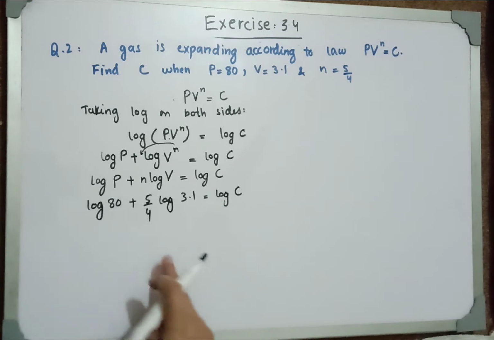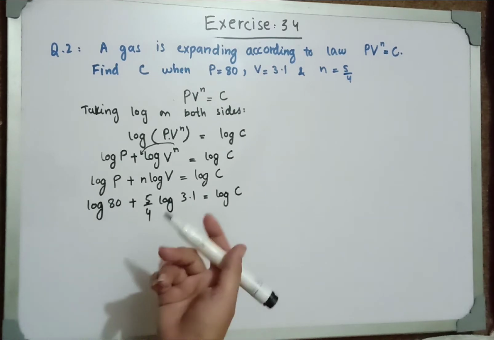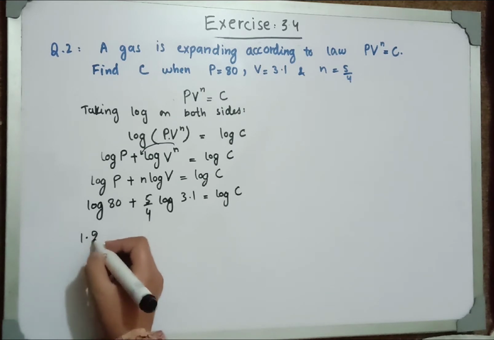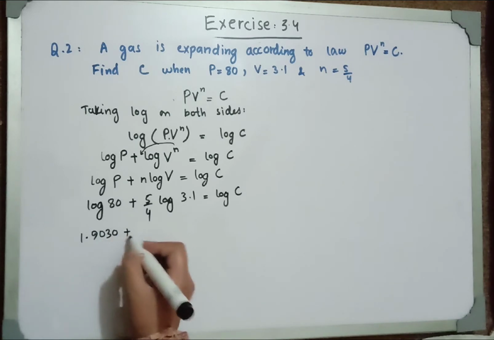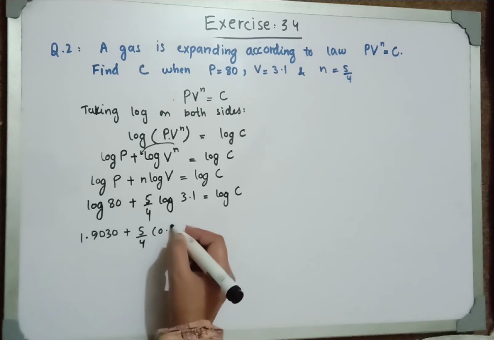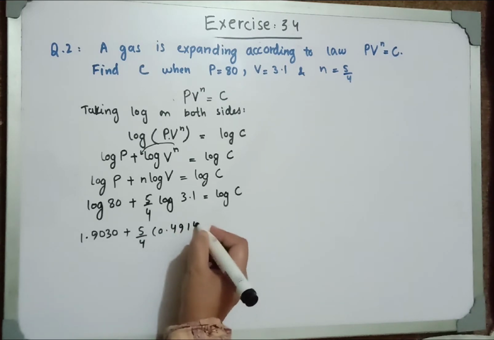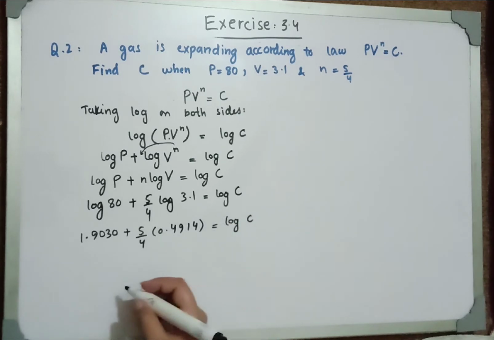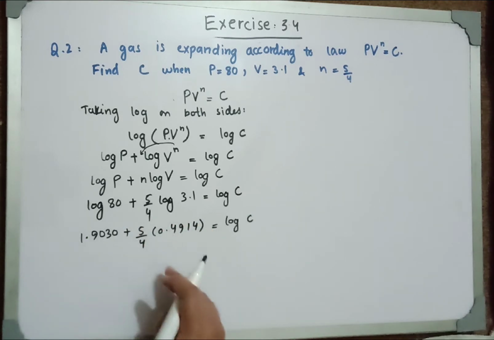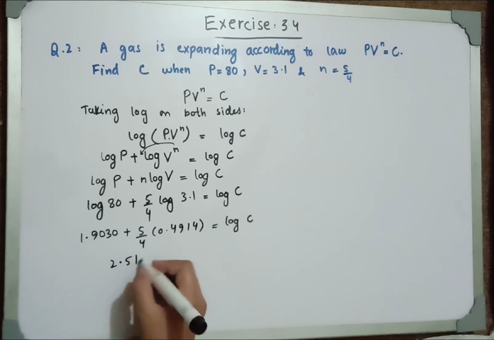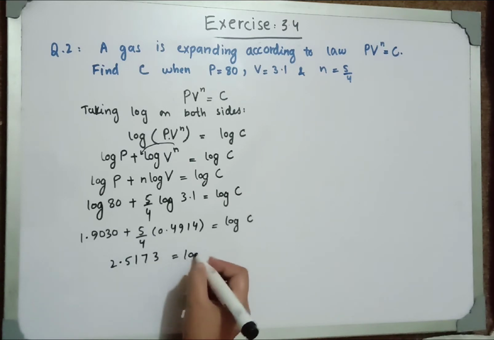Now we're going to find these values by using a calculator, or you can use a log table. So the log of 80 comes out to be 1.9030, plus 5 over 4 into log of 3.1 comes out to be 0.4914, is equal to log of C. Now we're going to simplify these numbers and add them, and on adding them you will get 2.5173 is equal to log of C.